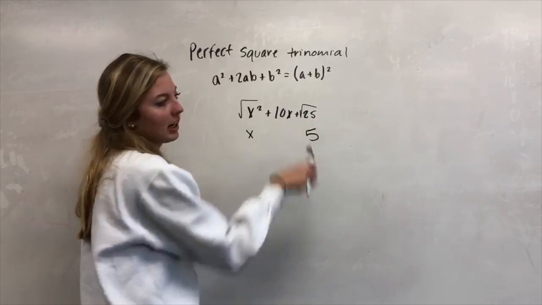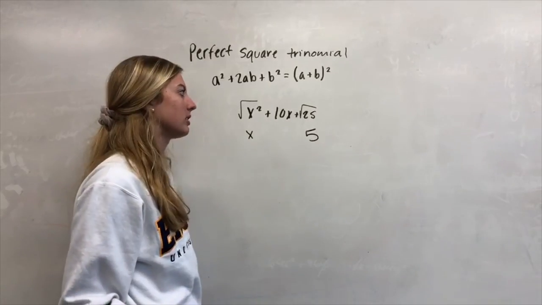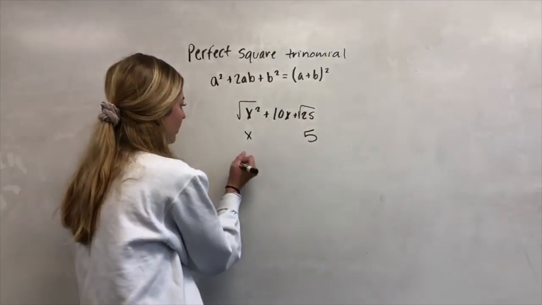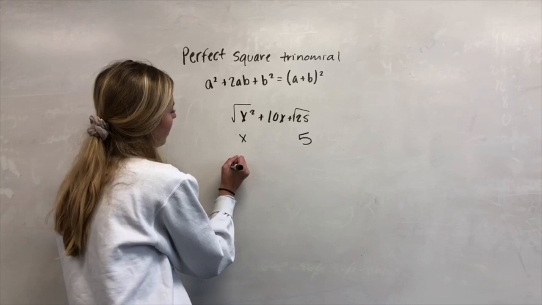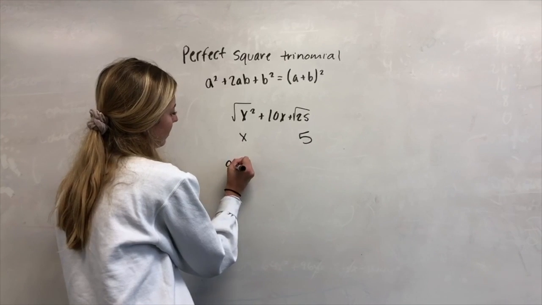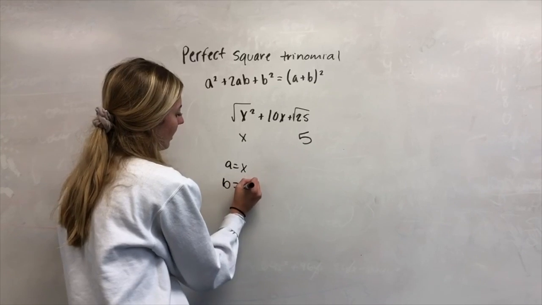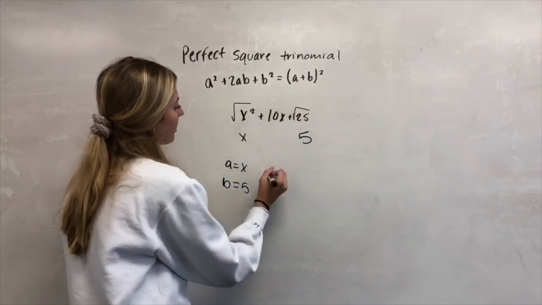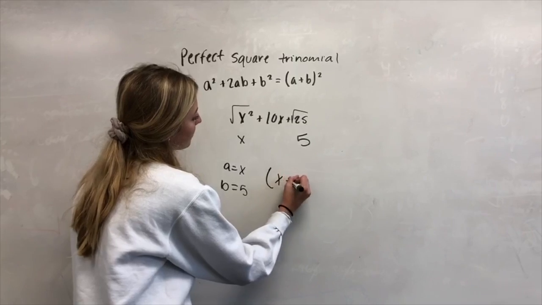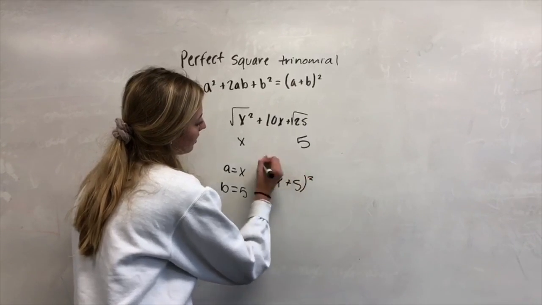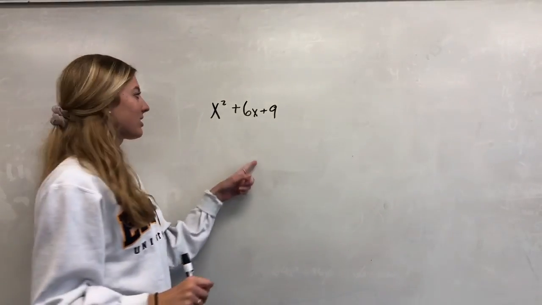So we know that it can be a perfect square trinomial because there is a square root in the last number. So a equals x and b equals 5. So plug that into there. x plus 5 squared is good. That's the answer. Now you guys can try this one.